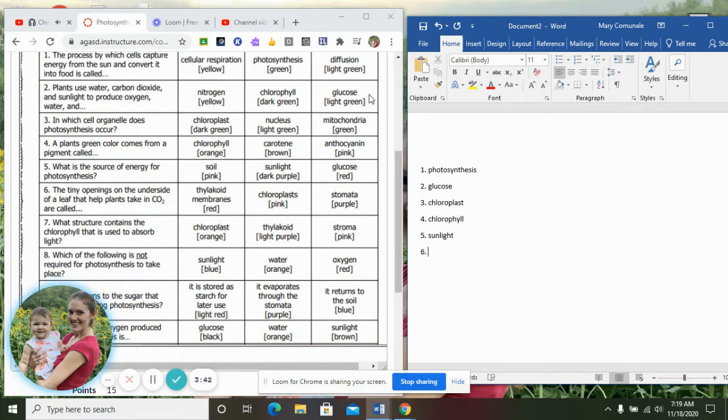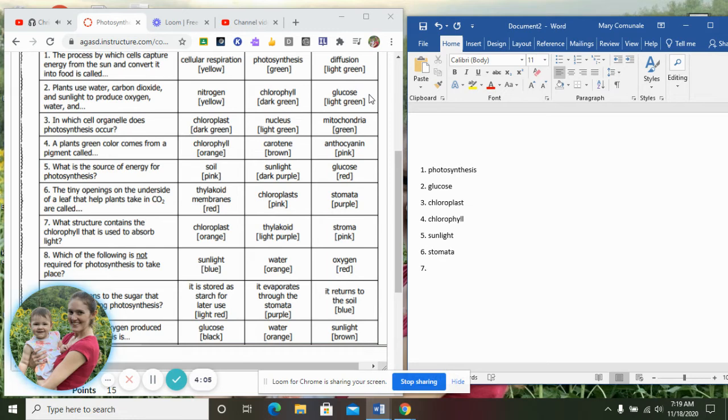The tiny openings on the underside of a leaf that help plants take in carbon dioxide are called thylakoid membranes, chloroplasts, or stomata. Well, thylakoid membranes and chloroplasts are both organelles, and those are going to be inside of cells, so you're not able to really see them or touch them. A stomata is the answer we're going with for this one.